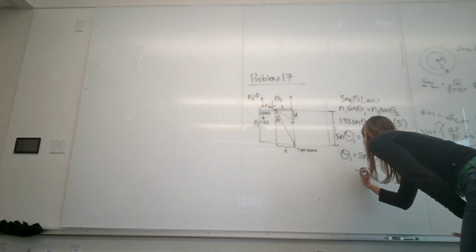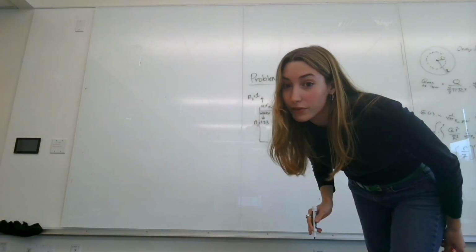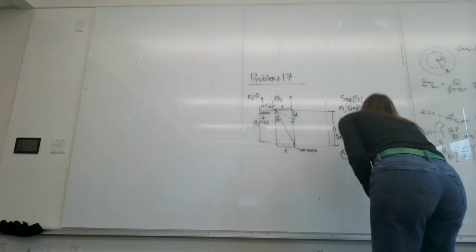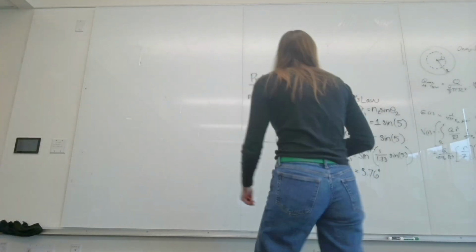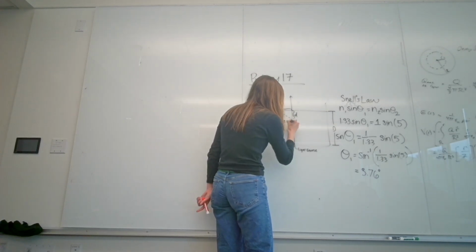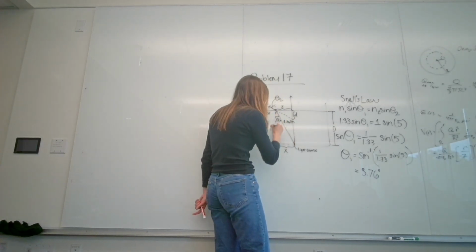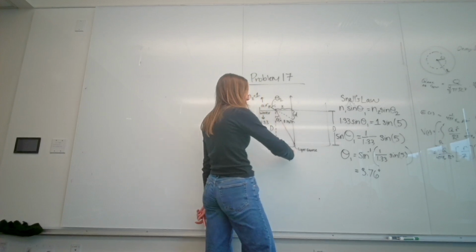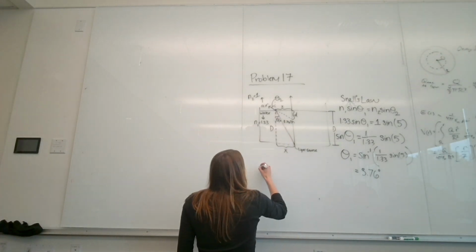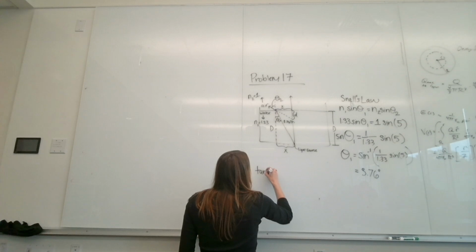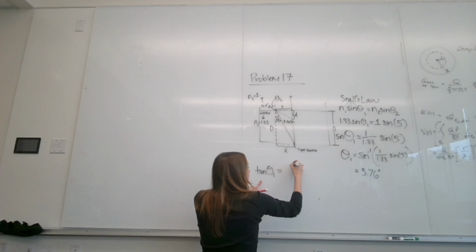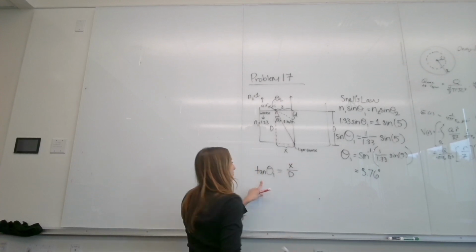When you work this out, you should get an angle of, and check this because they always get these things wrong, 3.76 degrees. Did people get that? Okay. So now theta 1 is a known variable, equal to 3.76 degrees. D is given in our problem. X is something we can solve for. So let's try that. In terms of theta 1, I can say tangent of theta 1 equals opposite over adjacent, x over D.